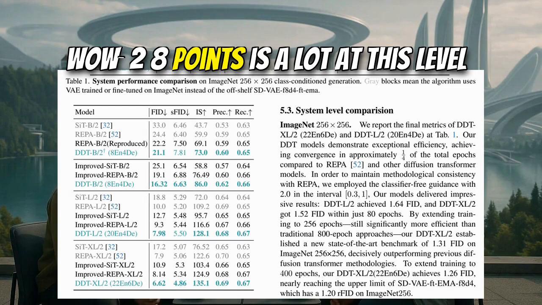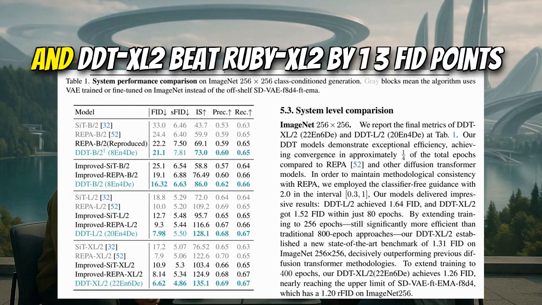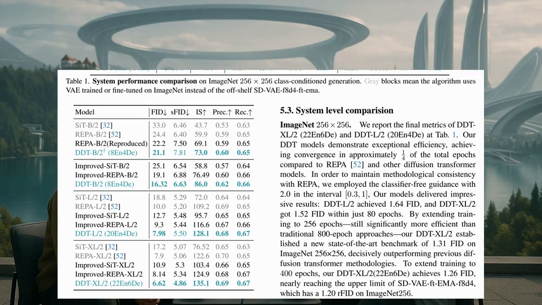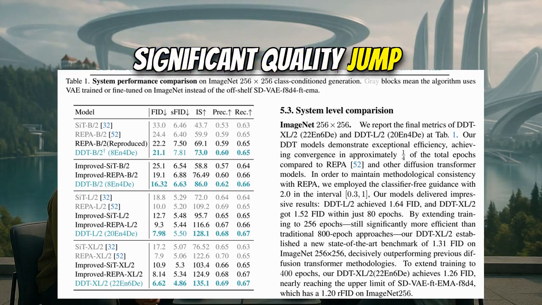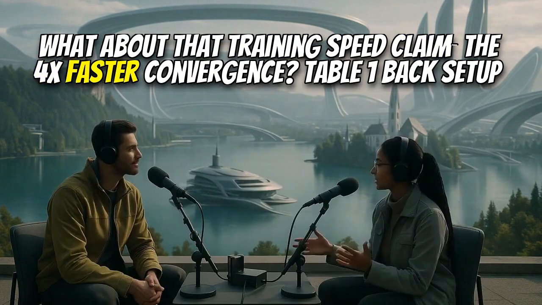Wow, 2.8 points is a lot at this level. It is. And DDT XL2 beat REPA XL2 by 1.3 FID points. They also noted that the REPA model seemed to be hitting a performance ceiling, while DDT kept improving. Significant quality jump. What about that training speed claim, the 4x faster convergence?